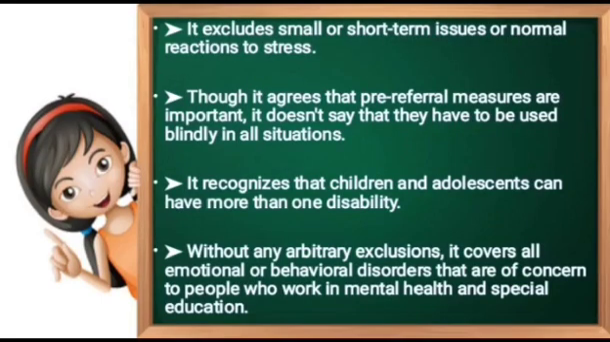It excludes small or short-term issues or normal reactions to stress, though it agrees that peripheral measures are important. It doesn't say that they have to be used blindly in all situations, and it recognizes that children and adolescents can have more than one disability without any arbitrary exclusion. It covers all emotional or behavioral disorders that are of concern to people who work in mental health and special education.